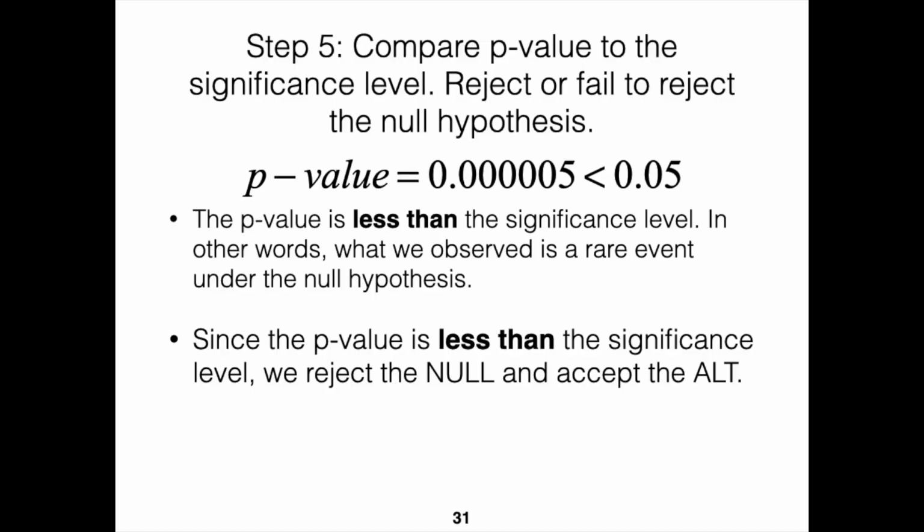So with step 5, I'm then going to compare the p-value to the significance level. If the p-value is really small, then we reject the null hypothesis and accept the alternative hypothesis. If the p-value is really big, we're going to fail to reject the null hypothesis, and then we're going to conclude that it's possible that the null hypothesis is true. So in this situation, I've got a p-value, the number 0.000005, which is a smaller number than 0.05. So since the p-value is less than the significance level, I'm going to reject the null hypothesis and accept the alternative hypothesis.